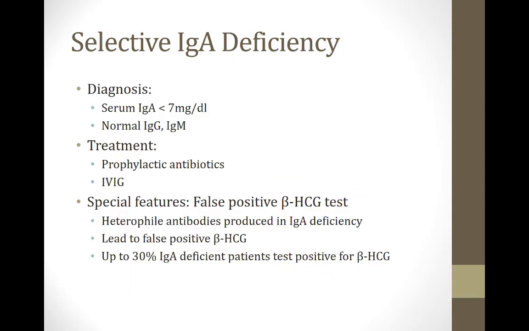You can make a diagnosis of IgA deficiency by finding a low serum IgA level. Less than 7 is the level that's often used as a cutoff. Importantly, the levels of IgG and IgM will be normal.